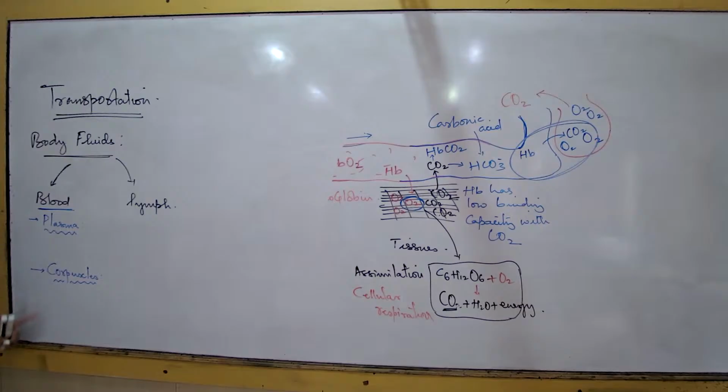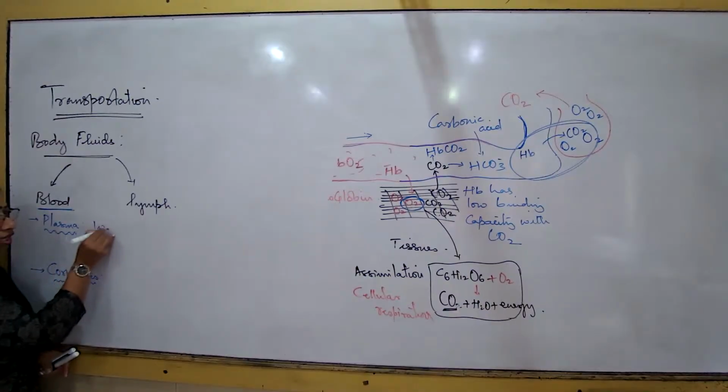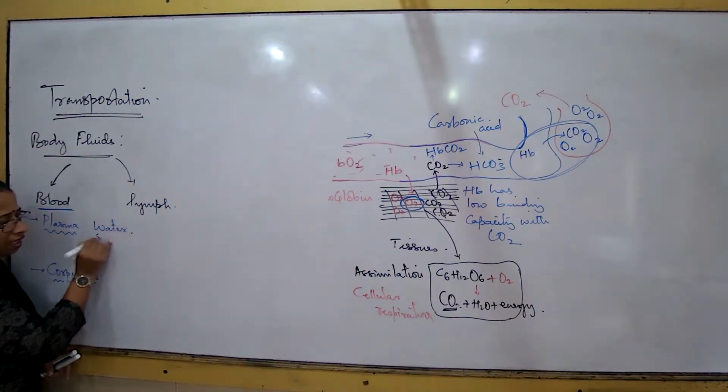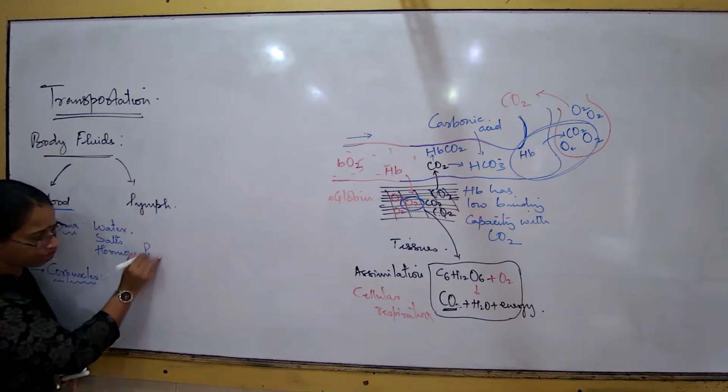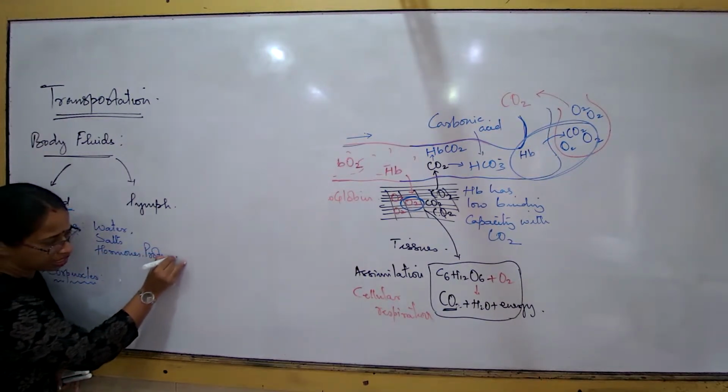First of all, let us learn about blood, because lymph is formed from the blood. So I talk about the plasma and the composition of the cells. When we are talking about plasma, what is plasma? You get this as a 1 mark question. Plasma is the liquid part of the blood. What is this plasma made up of? It is composed of water. It has got different types of salts. It has got hormones dissolved in it. It has got various different types of proteins dissolved in it.